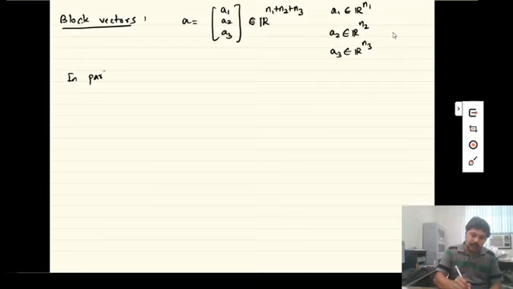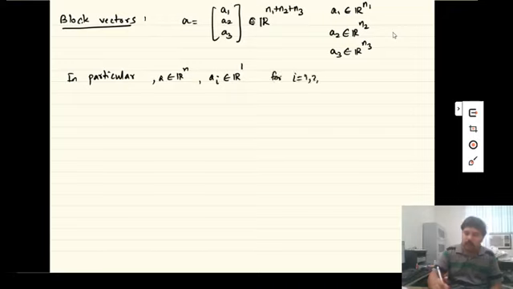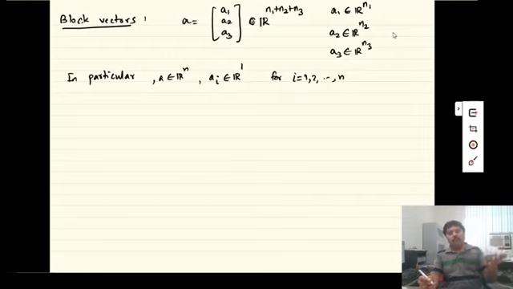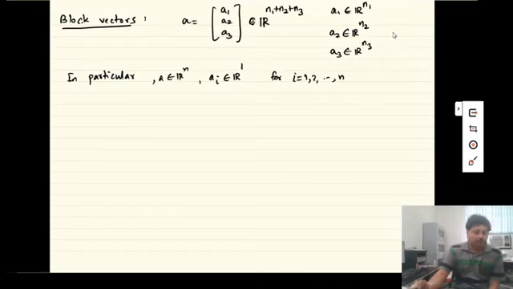In particular, you can see that if a belongs to R^n, then all the a_i are in R^1, or nothing but real numbers, for i equal to 1, 2 up to n. So every vector in R^n can also be thought of as a block vector, each block of length 1. That is something very interesting, but you can just note it down. So this is what we really mean by block vectors. These block vectors will be really very important, because a little later we will be doing some block operations on the vectors. Okay, so this is something that is important.